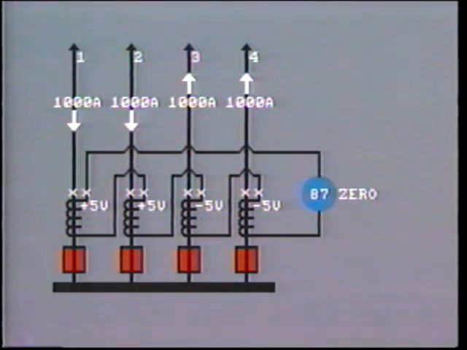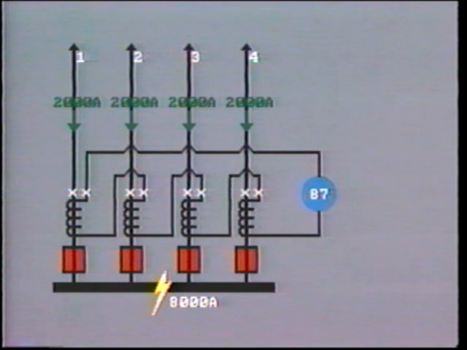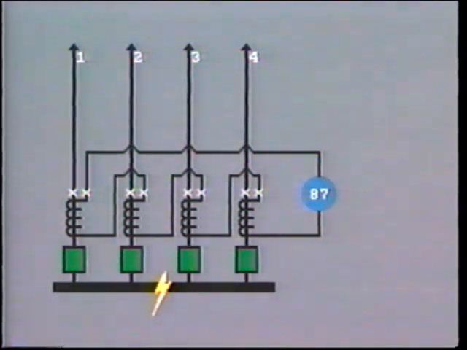So the voltage differential relay sees 0 volts and will not operate. This is correct. For a fault on the bus, let's say 8,000 amps, each of the transmission lines will feed in 2,000 amps. We will now have a total of 40 volts across the relay operating coil, and the relay will trip. This is correct.